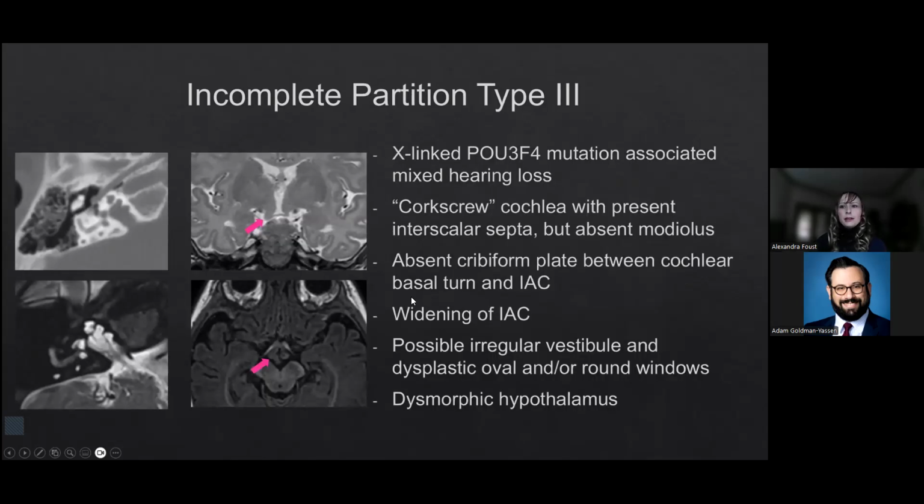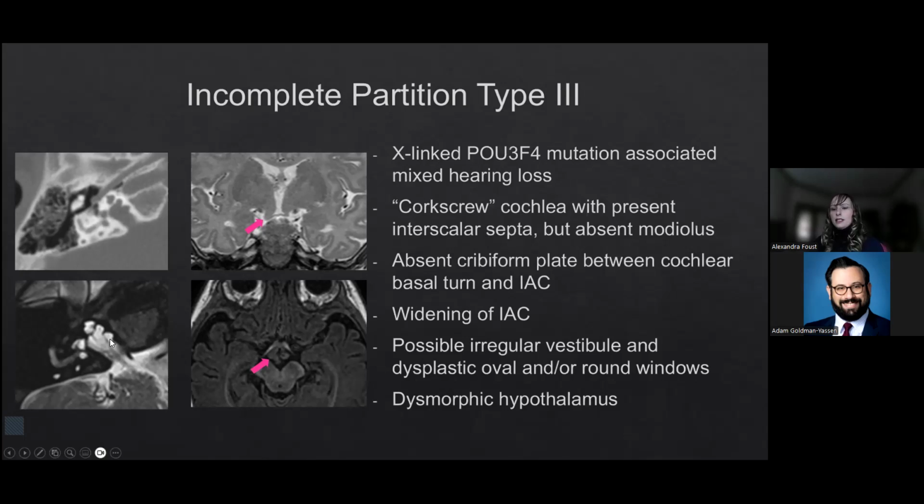Last in the family for incomplete partitioning is incomplete partition type 3, which is caused by an X-linked mutation in POU3F4. This is associated with a mixed type of hearing loss, and it has been called the corkscrew cochlea. And you can see why. It looks like a spiral corkscrew, like you're opening a bottle of wine, right? The external structure of the cochlea is normal, and you have the interscalar septa. So it's trying to be partitioned, but the modiolus is still missing. And that's why you get this corkscrew appearance.